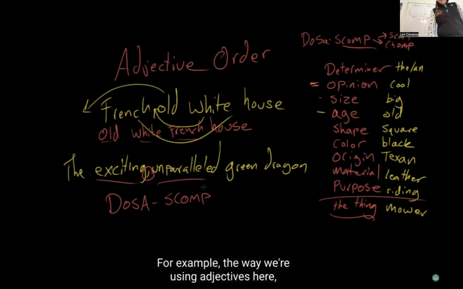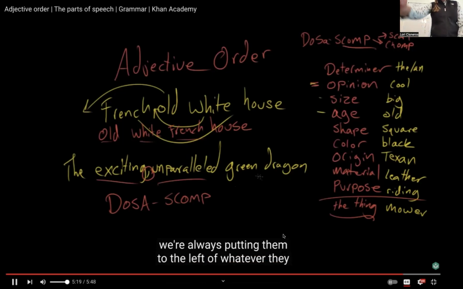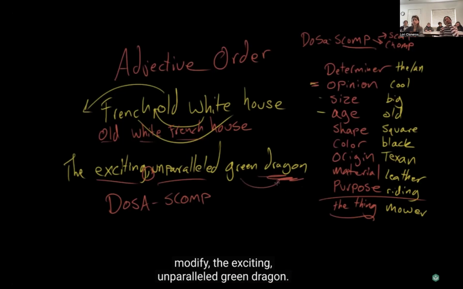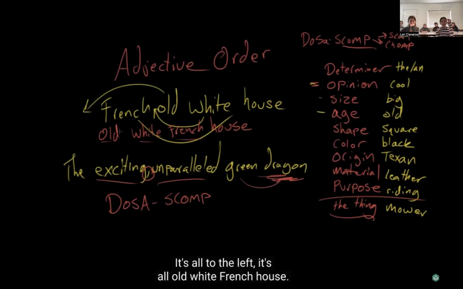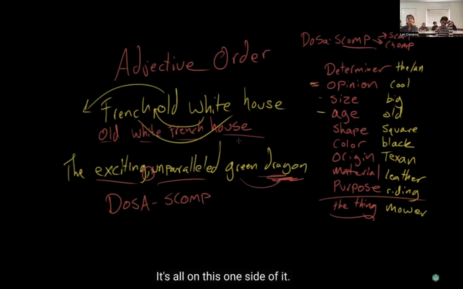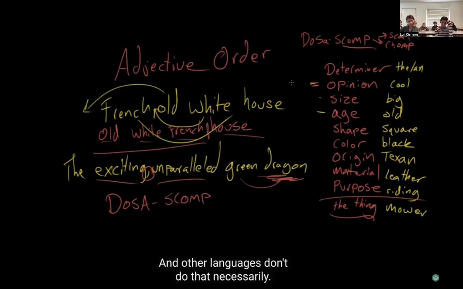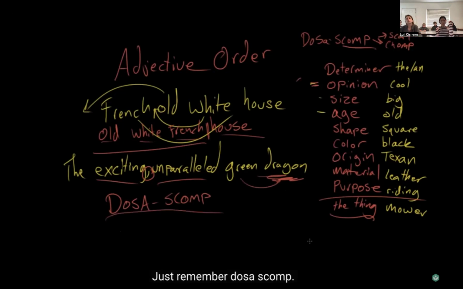For example, the way we're using adjectives here, we're always putting them to the left of whatever they modify. The exciting, unparalleled green dragon. It's all to the left. It's all old white French house. It's all on this one side of it. And other languages don't do that necessarily. So when you're trying to just throw a bunch of adjectives together on the left side of a noun, this is the order. Just remember dosascomp. And that's how adjective order works in English. You can learn anything, David out.